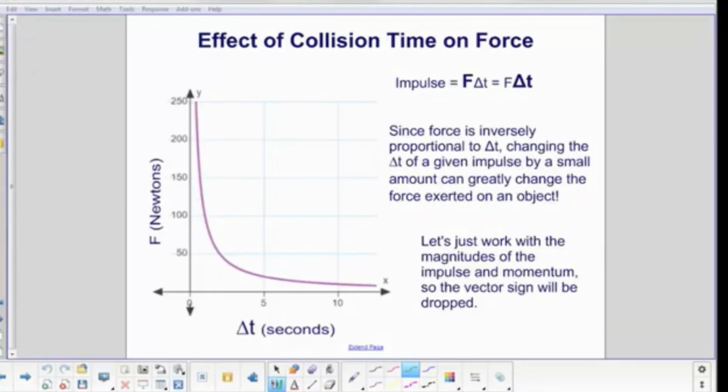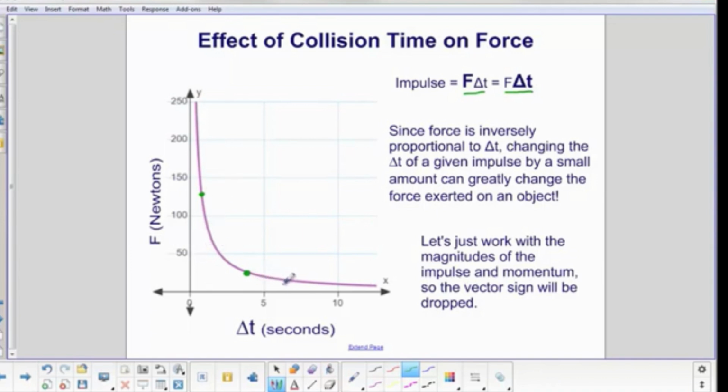Let's look at the impulse momentum equation graphically. We have impulse is F delta t, force times the time that it's exerted over. Force is inversely proportional to delta t. So, for example, if we change delta t by just a little amount, we can greatly change the force exerted on an object. For example, let's take this point over here. The time there is a little less than 1 second, and the force is about 130 newtons. If we just change to about 4 seconds, if we extend the duration of the impulse to 4 seconds, you can see how the force drops dramatically.